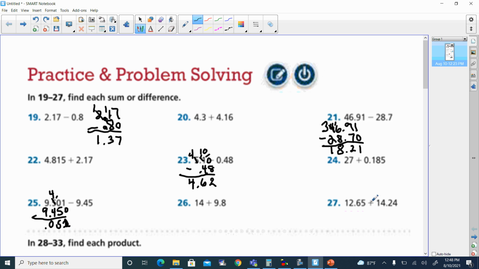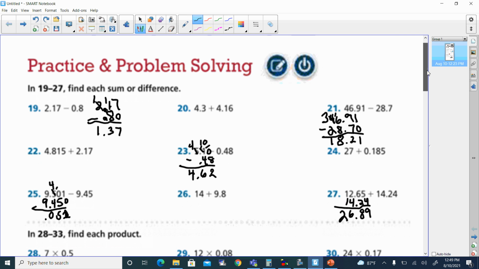All right, finally, I got an addition one. Wow. So I'll put these lined up again. 14.24. 5 and 4 make 9. 6 and 2, that makes 8. My decimal comes down. 2 plus 4 is 6. And 1 and 1 is 2. I think everyone's getting the hang of that now.